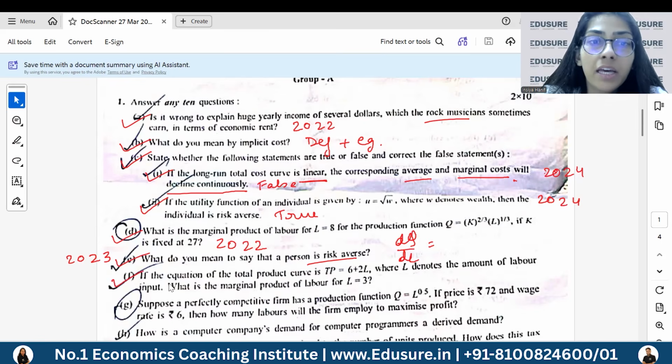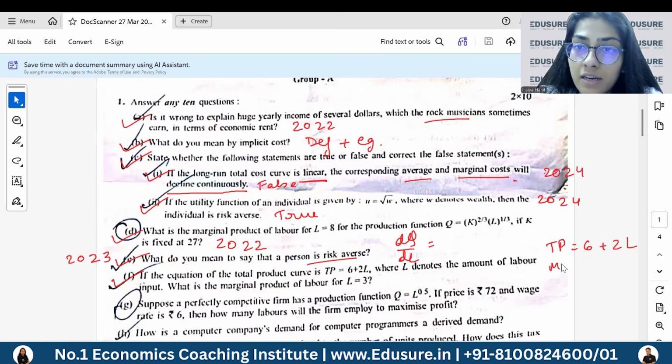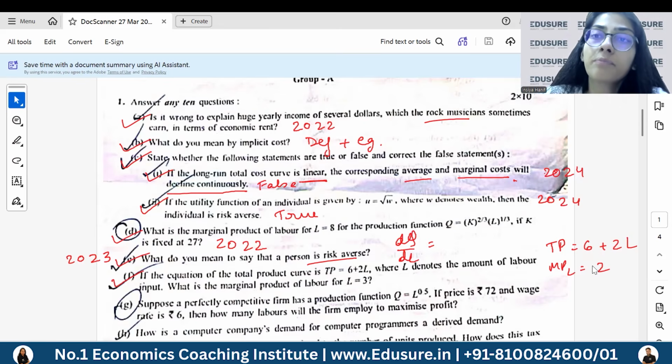Now 1 part F: if the equation of the total product curve is 6 plus 2L, where L denotes the amount of labor input, what is the MPL for L equal to 3? So TP is 6 plus 2L, and its MPL is going to be 2. Even if labor is equal to 3, MPL will remain 2 for each and every level of labor. So this is the answer.